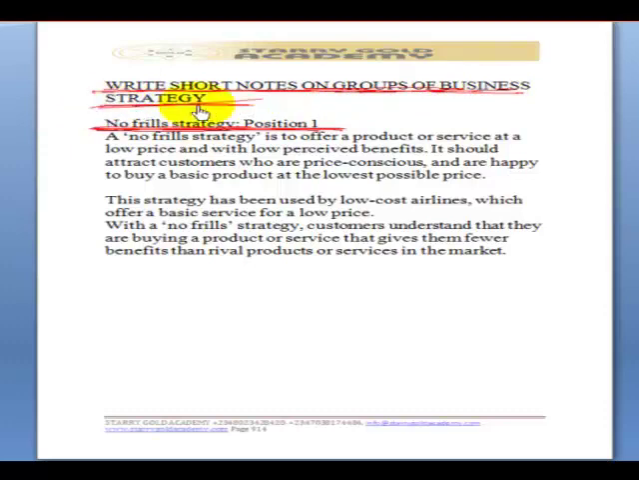Don't forget that we have identified 5 major broad groups of business strategy, and we have categorized them into different positions from position 1 to position 5. So let's start with the no-frills strategy, which is contained in the first position. A no-frills strategy is regarded as a strategy which is majorly designed or employed for the purpose of offering a product or service at a low price and with low perceived benefit.